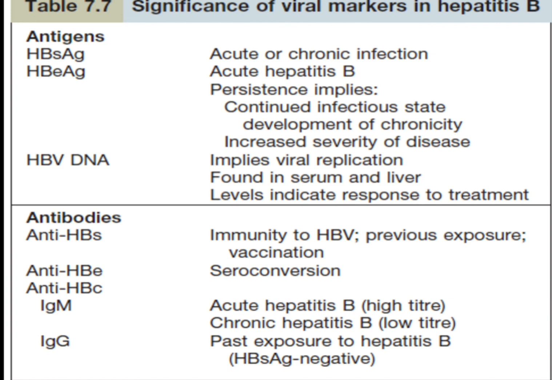Antibodies. Anti-hepatitis B surface antibodies signify immunity to hepatitis B virus, from previous exposure or vaccination. Anti-HBe is due to seroconversion. Anti-HBc IgM signifies acute hepatitis B if there is a high titer and chronic hepatitis B if it's a low titer. IgG signifies past exposure to hepatitis B. So in this case, hepatitis B surface antigen will be negative.